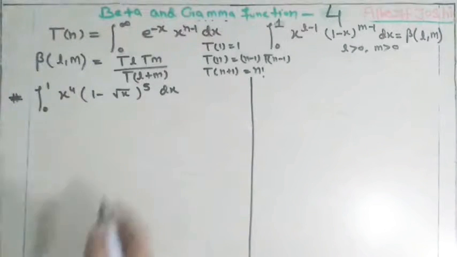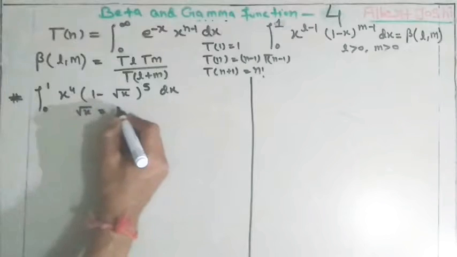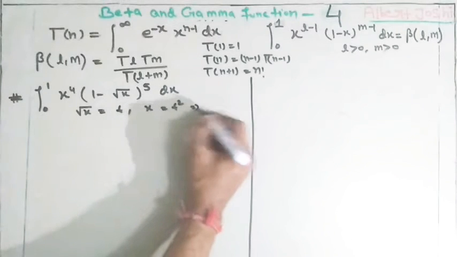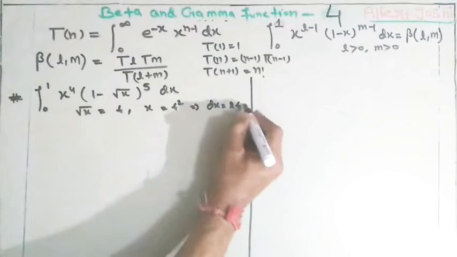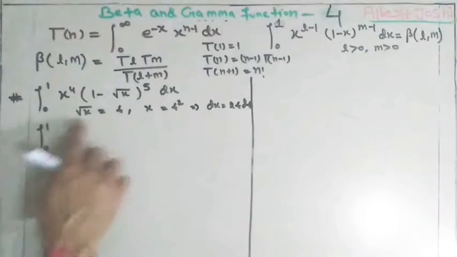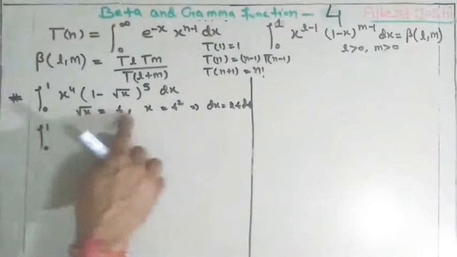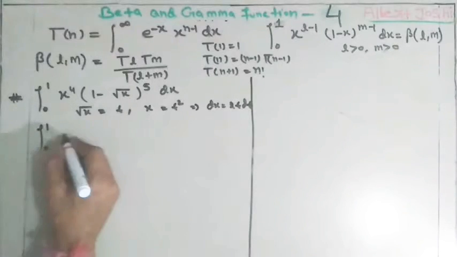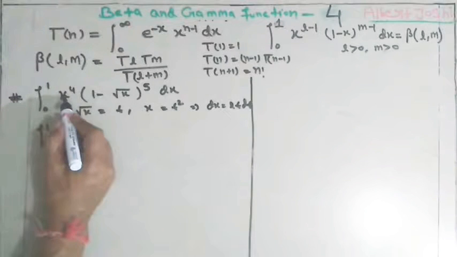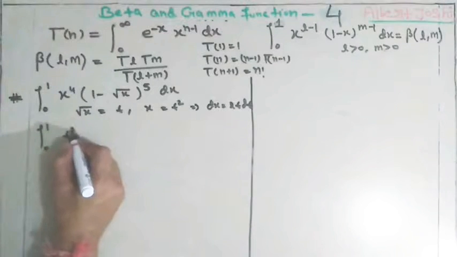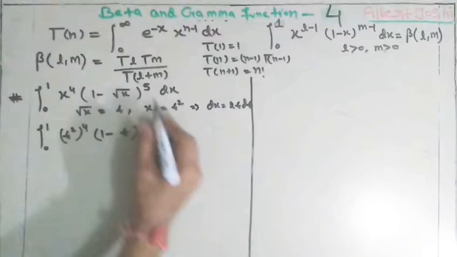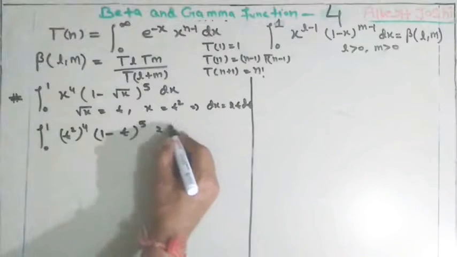Now you have to put sqrt(x) = t, then you get x = t^2, so it implies that dx = 2t dt. Now put the value in the limits 0 to 1. There is no effect on the limits: at 0, t = 0, and at 1, t = 1. So sqrt(x) = t and x = t^2, which means x^4 = (t^2)^4, and (1 - sqrt(x))^5 = (1 - t)^5, with dx = 2t dt.